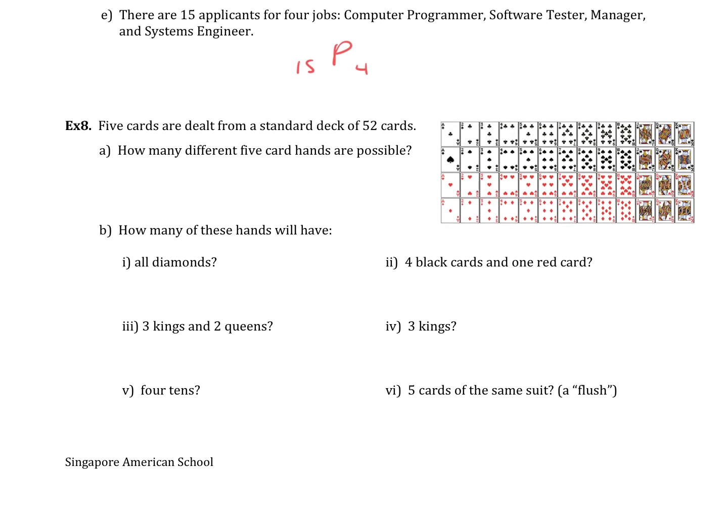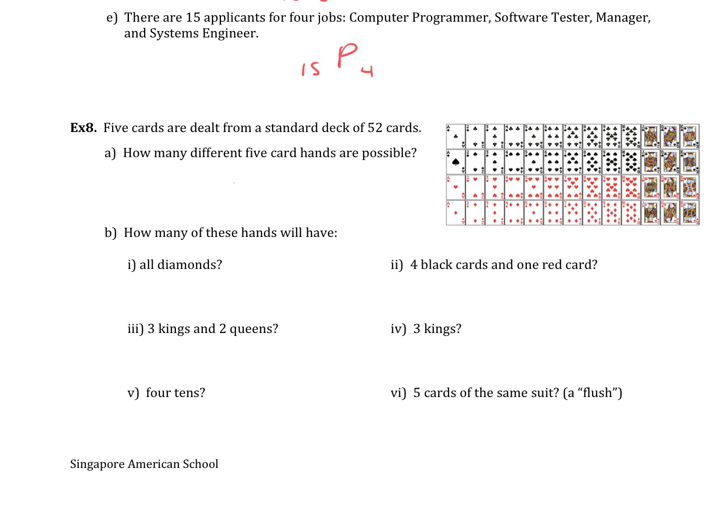5 cards are dealt from a deck. How many different hands are possible? Oh yeah, you're going to get used to seeing this a lot. It's 52C5. All the card questions, or a lot of the card questions, are going to start with 52C5. So that's going to be the denominator of all these questions if we ever get to probability.